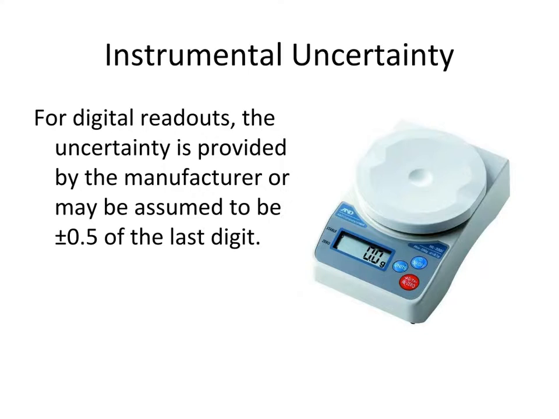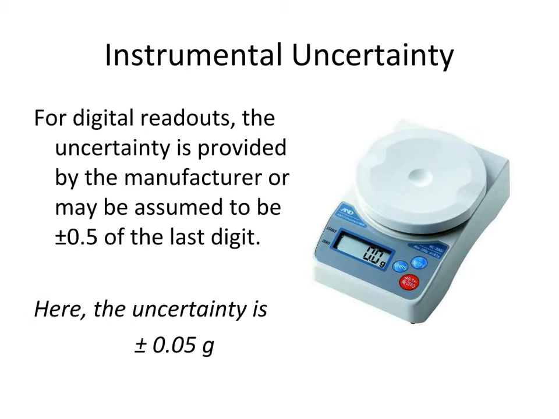If we have a device that gives a digital readout, the uncertainty is usually provided by the manufacturer. Or, if not, we can assume the uncertainty to be plus or minus 0.5 of the last digit that we can read on the device. In this case, it would be plus or minus 0.05 grams, based on what we can see on the display for this digital balance.